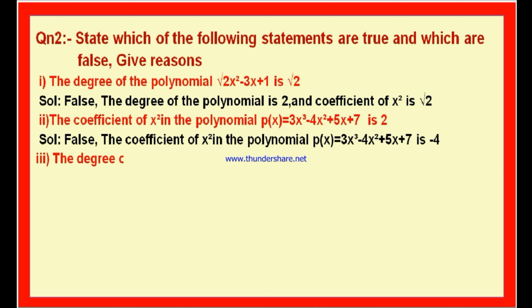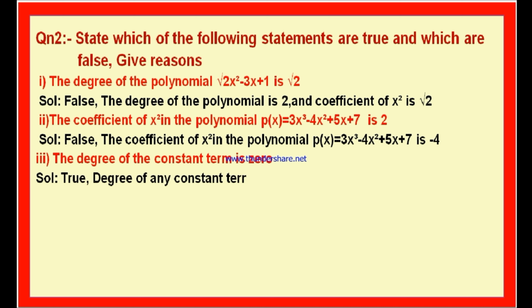And third bit. The degree of the constant term is 0. Take any constant term. We know that every constant term is a zero degree polynomial and its degree is also 0. Therefore the solution is, it is true. The degree of any constant term is always 0.